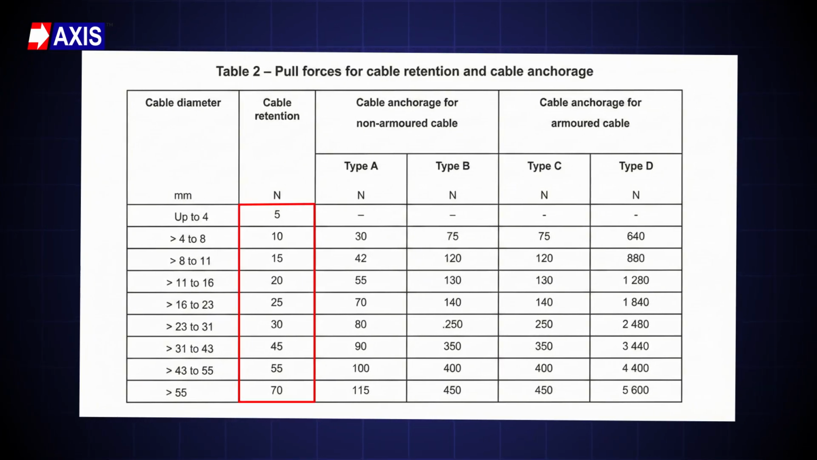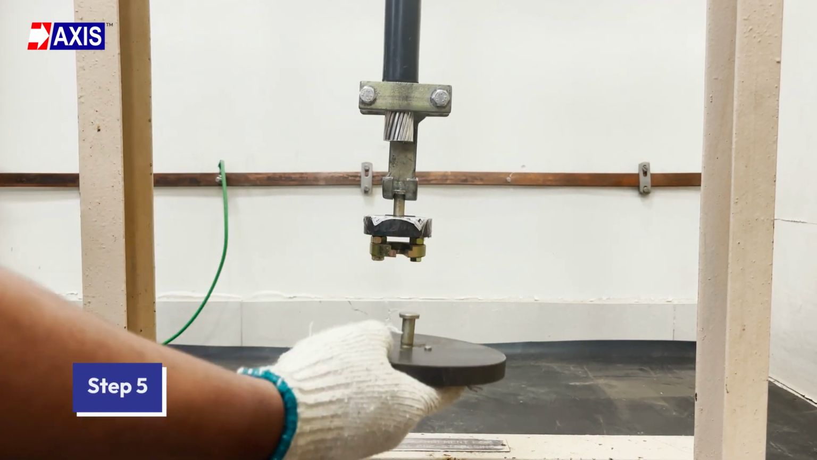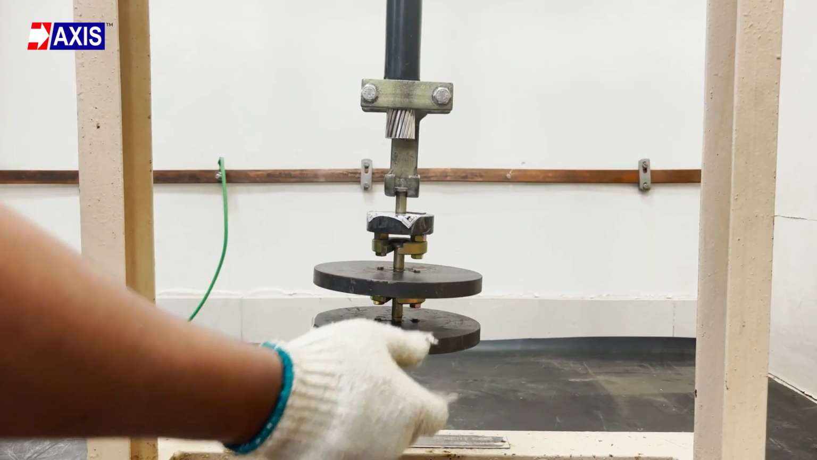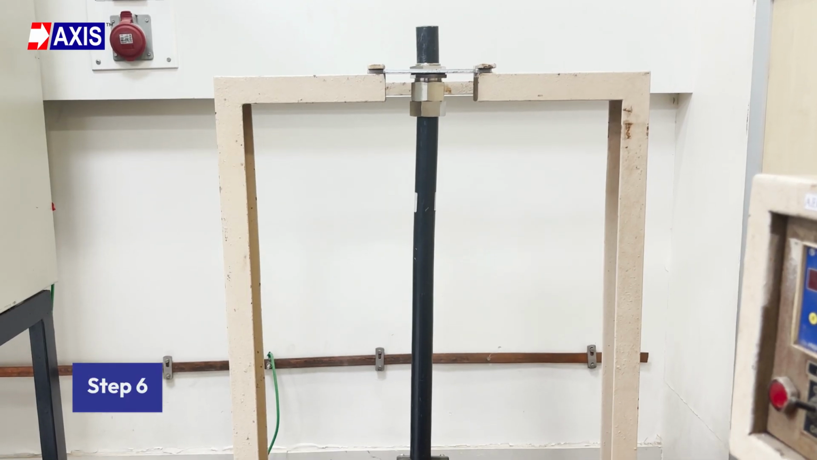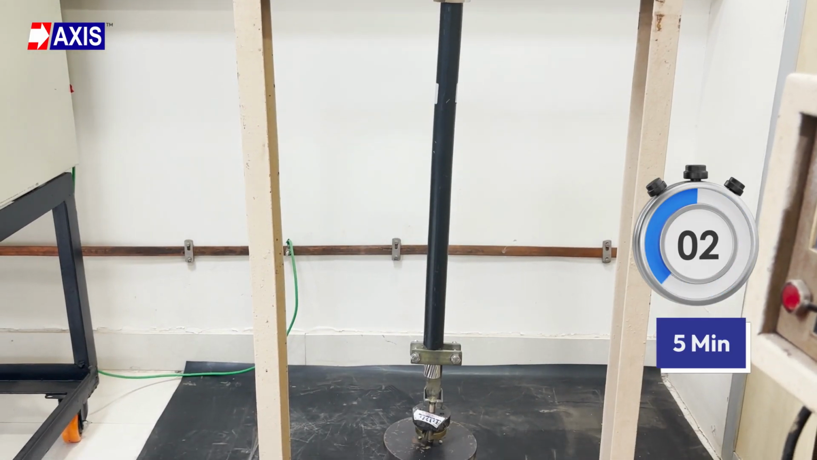Our gland's cable diameter falls between 31 and 43 millimeters. As per the standard, its cable retention load is 45 newtons, that is 4.5 kilograms. Step 5. Assemble the mounting clamp on the cable and mount the required load. Step 6. Maintain the load for 5 minutes without jerks or shocks.